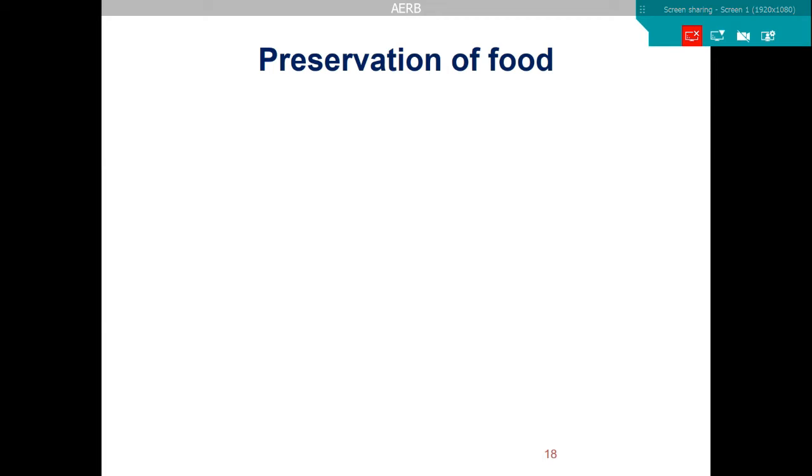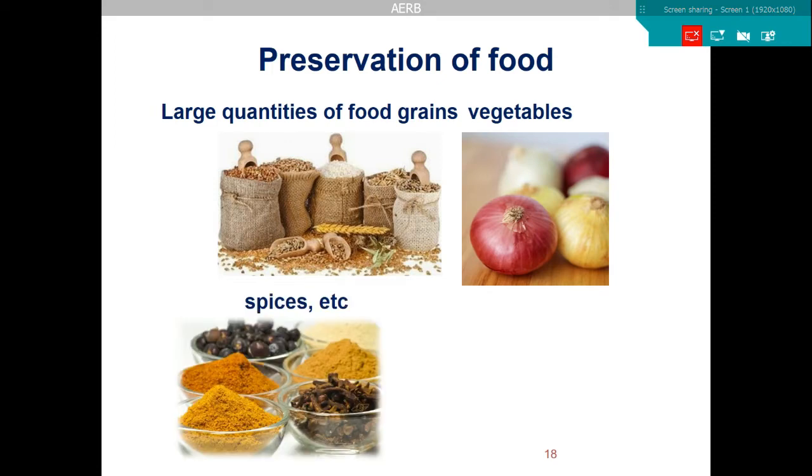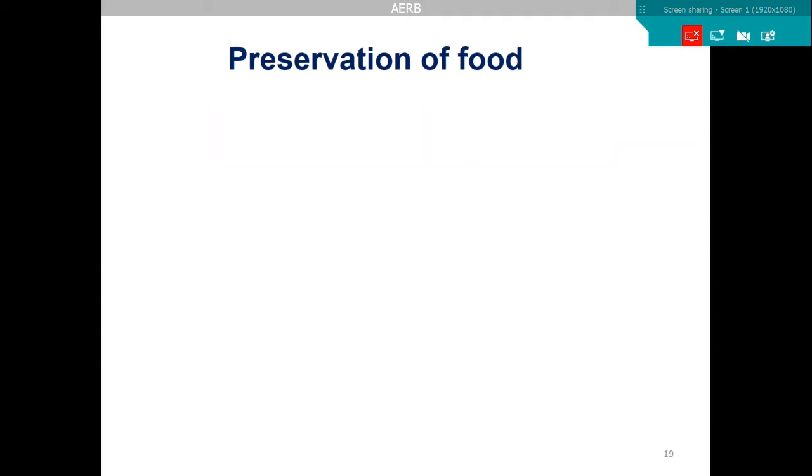And preservation of food, as we saw in the earlier talk, is a vital application of radiation. Now, large quantities of food grains, vegetables, spices, etc. are wasted due to infestation. Some germs are present on all these food items. They multiply, they won't be visible. After a while, you'll find that all these food items are wasted. Now, radiation can kill the germs, and radiation thereby protects the food against infestation. This is a very valuable societal application of radiation.